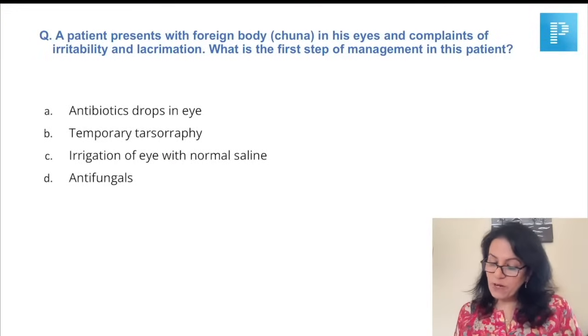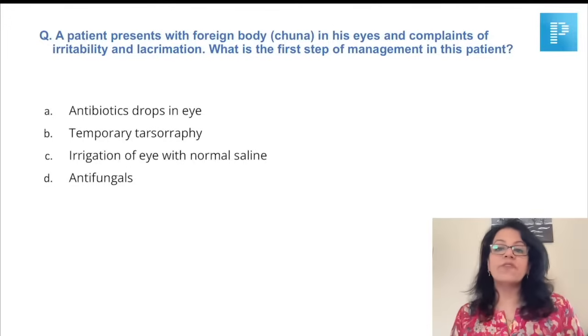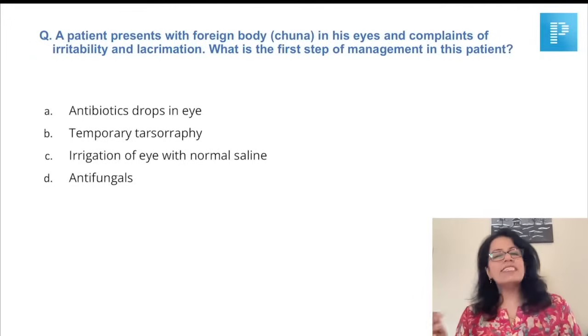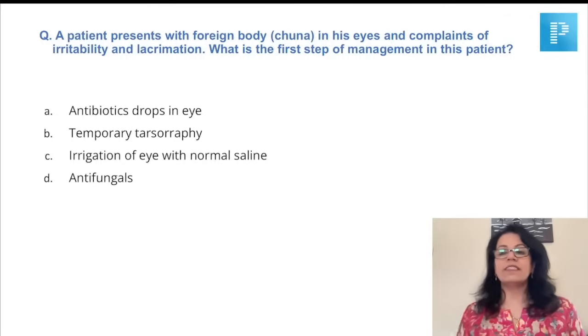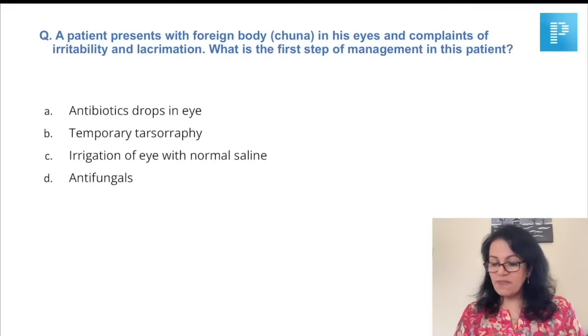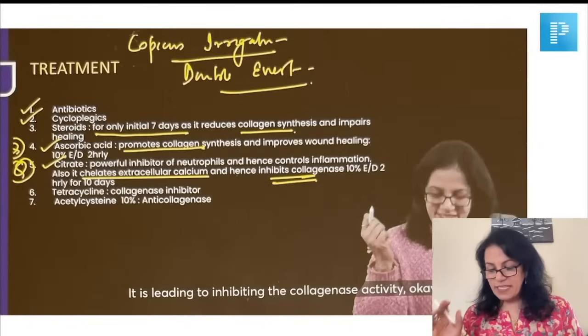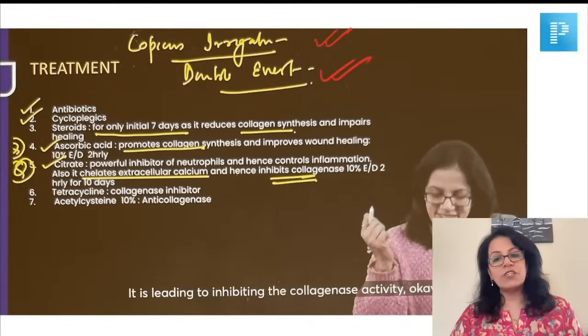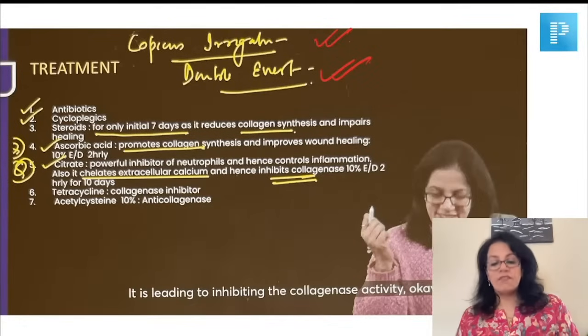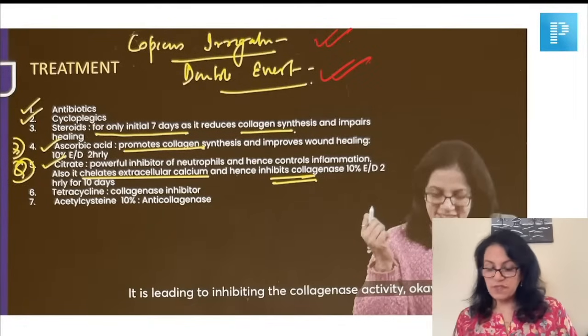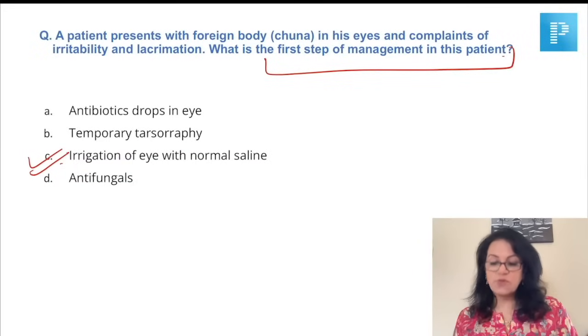A patient presents with a foreign body or an acid or alkali in the eye and complains of irritability and lacrimation. I think this was a simple question, and they are very, very fond of NEET exams. They give questions on chemical injuries. Okay, what is the first step? Very simple. The first step of any chemical injury has to be copious irrigation with normal saline. We have again discussed this in the lecture that it is mainly the copious irrigation, even with double eversion of the lid, that should be kept in mind when we are managing any case of chemicals in the eye. That is always the first step. So among all, we will first choose this one.